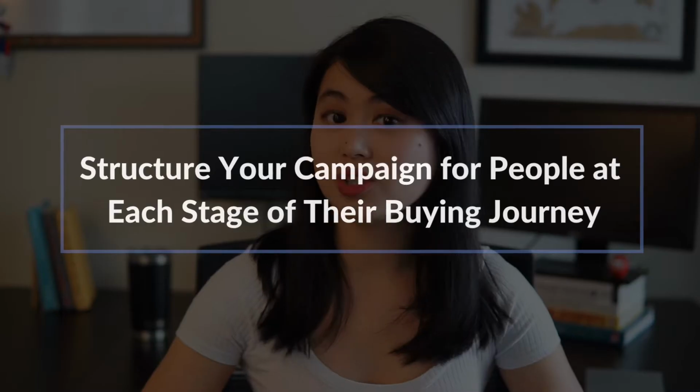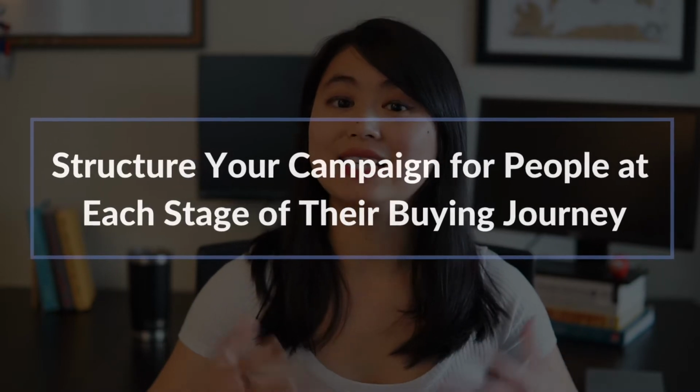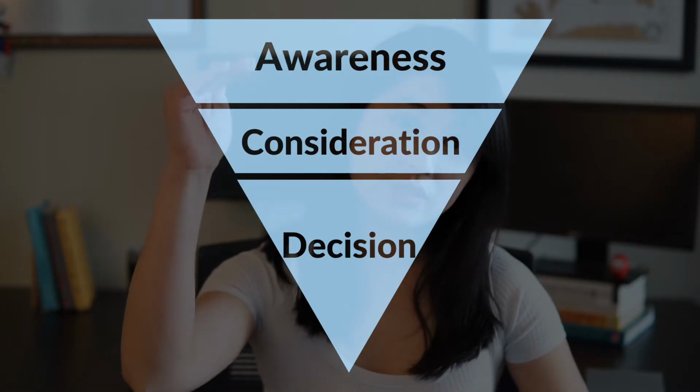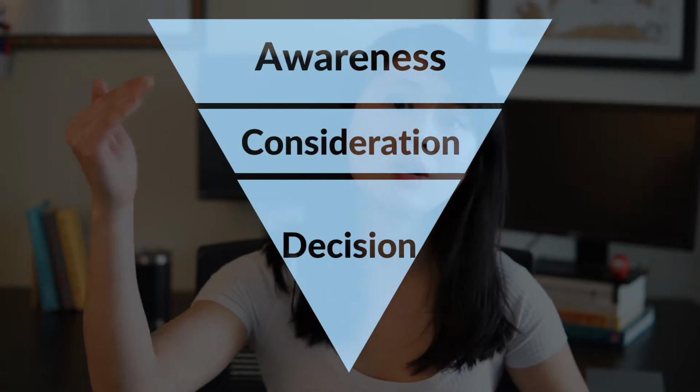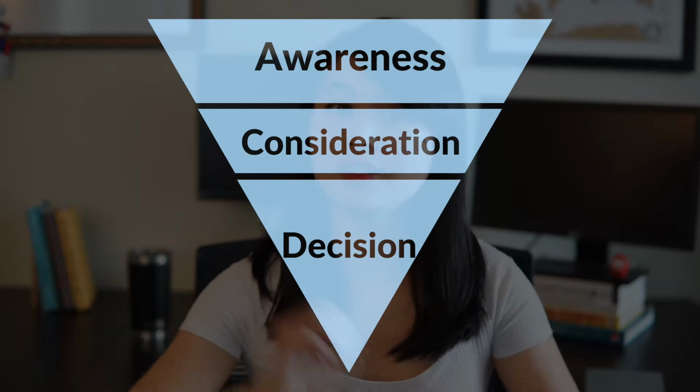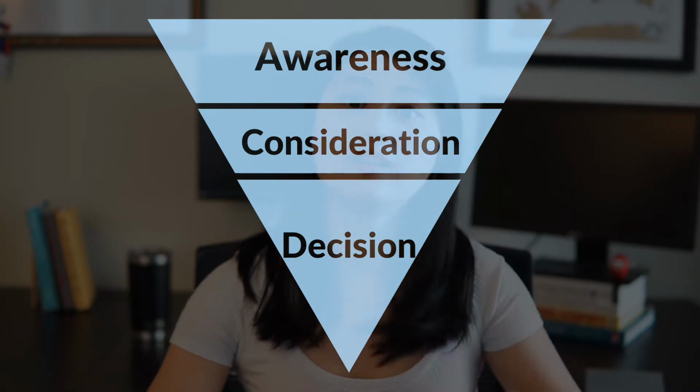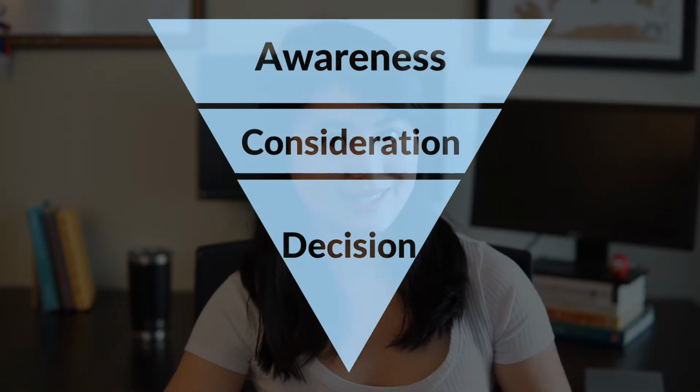First, structure a campaign that targets people at each stage of their buying journey. Here's the thing, just because someone is your ideal customer does not mean that he or she is ready to buy from you. Before setting up your campaign, think about which stage they're at. Are they at the top of the funnel, the awareness stage, or are they in the middle of the funnel, the consideration stage? Or are they at the bottom of the funnel, the decision-making stage? They're ready to buy, but they need more information to make the decision.